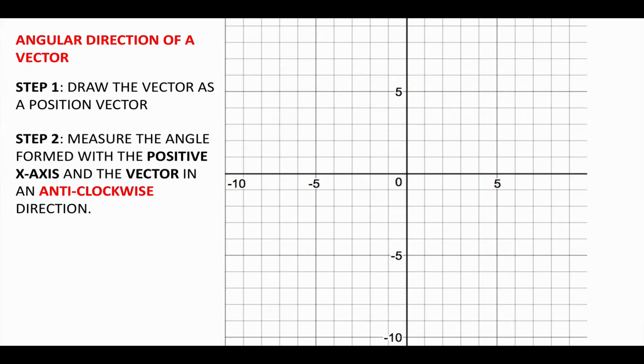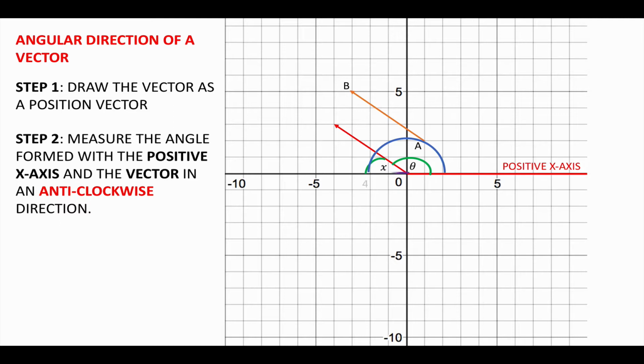Let's look at another example. Suppose I have the vector AB. The first step is to draw the vector as a position vector. And now the angular direction of this vector will be the angle formed with the positive x-axis and the position vector. And we measure it in an anti-clockwise direction. To get this angle, we can calculate angle x and then subtract it from 180 degrees.